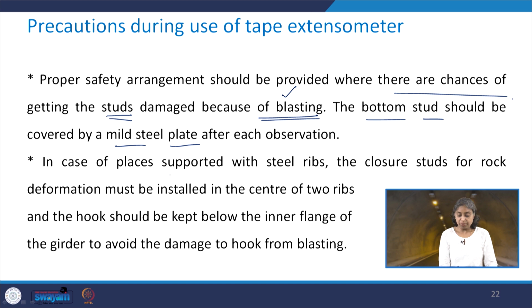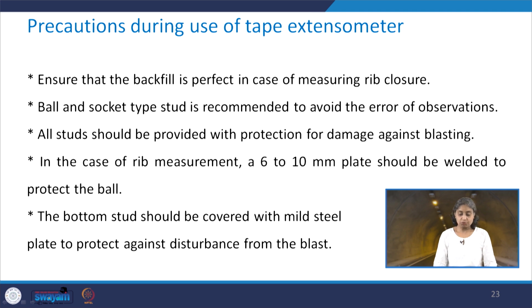In case of places which are supported with steel ribs, the closure studs for rock deformation must be installed in the center of two ribs, and the hook should be kept below the inner flange of the girder to avoid damage to the hook from blasting. So some of these care we should take while using the tape extensometer.